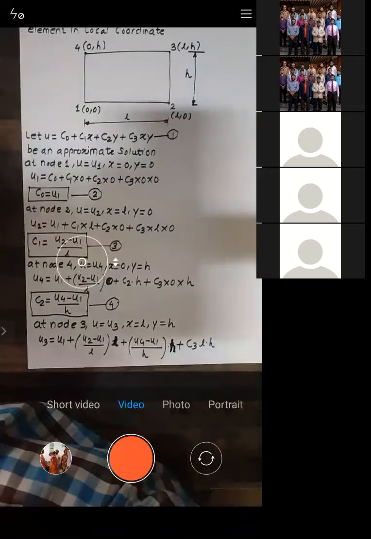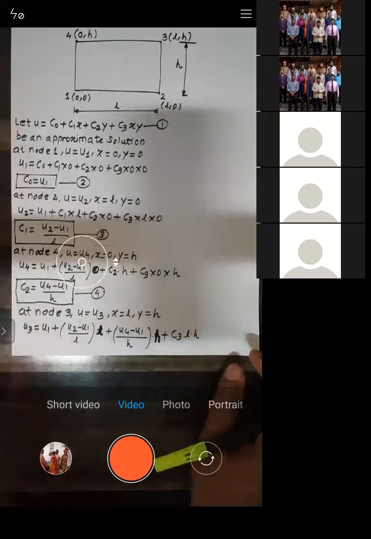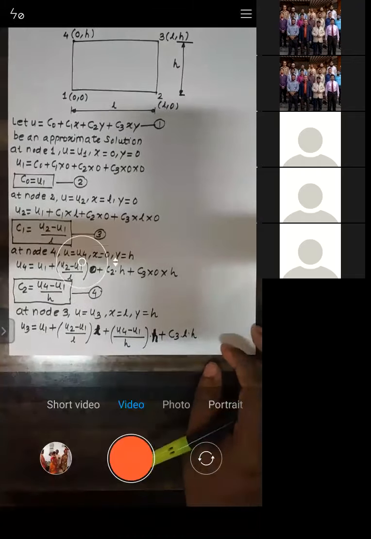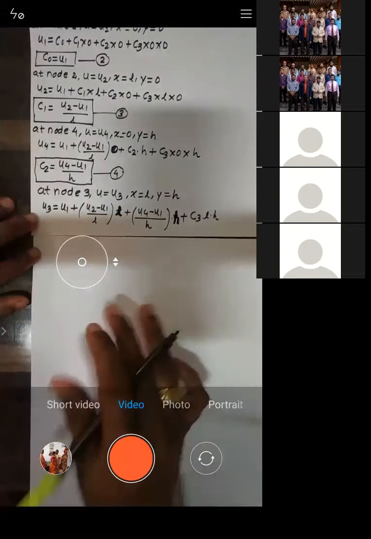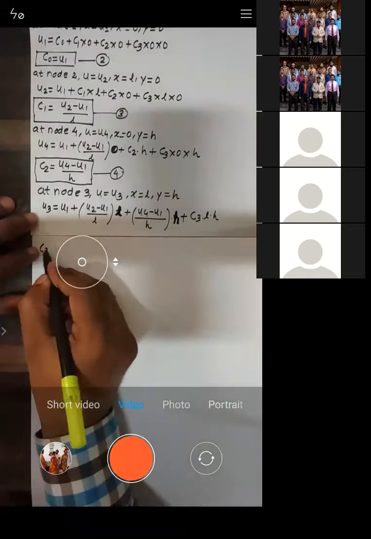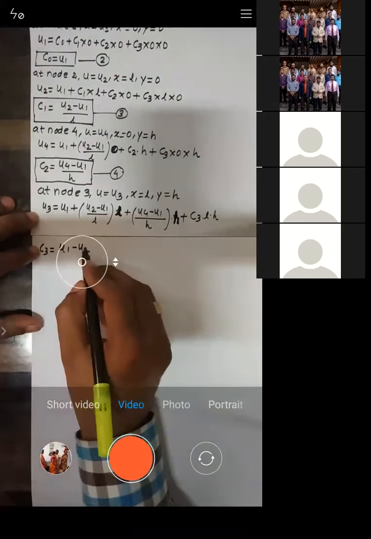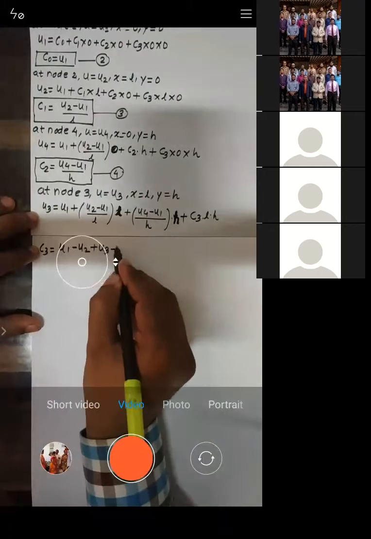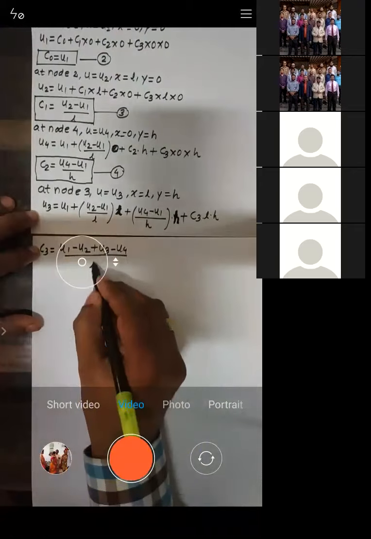What value of C3 will we get? I am asking for C3 only. It is (U3 minus U2 minus U1 plus U1 minus U2 minus U4 plus U3 minus U4) upon L into H. Okay, we will get the value of C3 as U1 minus U2 plus U3 minus U4, right, by L into H. Is it okay?